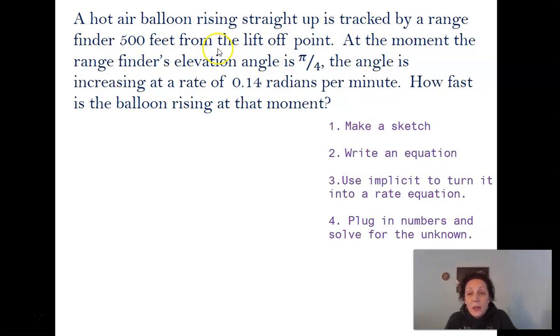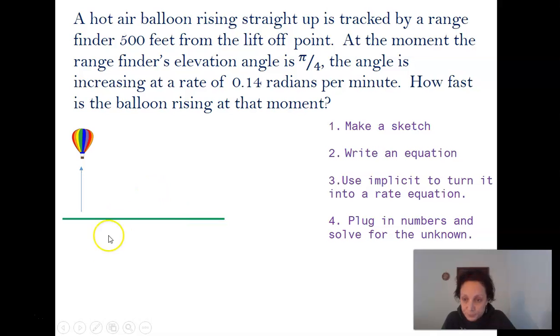All right, so this problem is, well, let's just read it. I don't want to give too much away. A hot air balloon rising straight up is tracked by a rangefinder 500 feet from the liftoff point. So to spare you my drawing, I want a little clip art. I've got a hot air balloon and it's rising straight up, right? That's important because that way I know I have a 90-degree angle here.